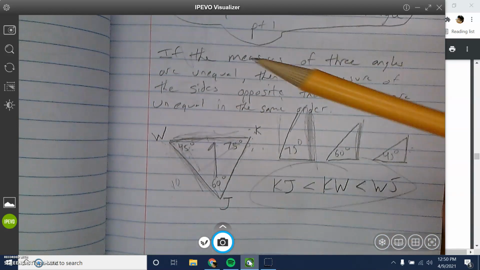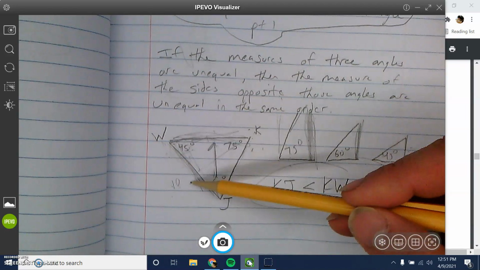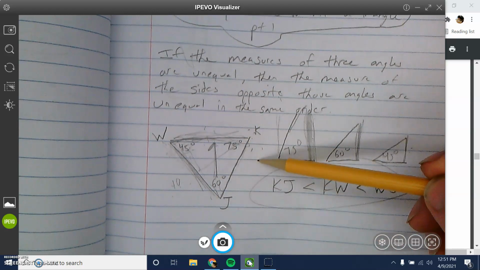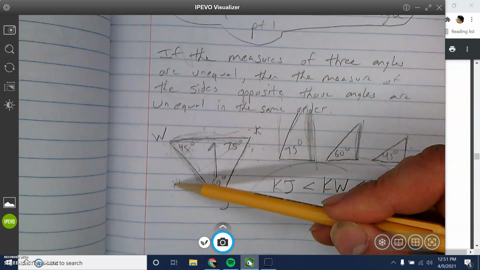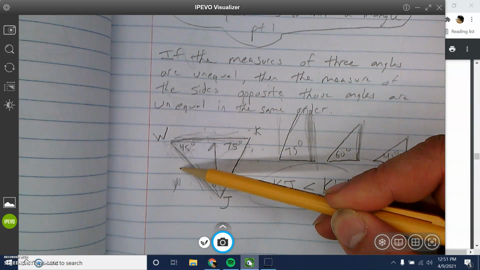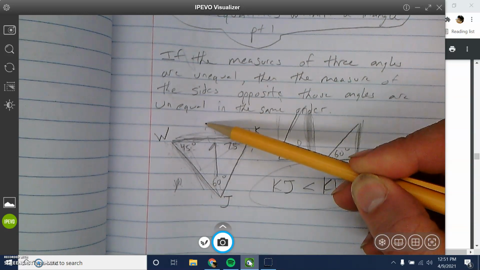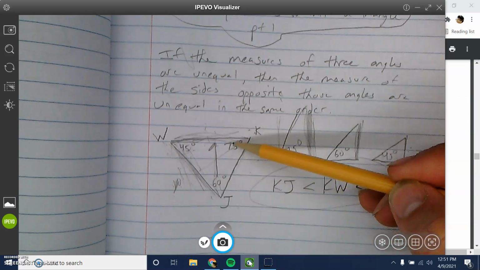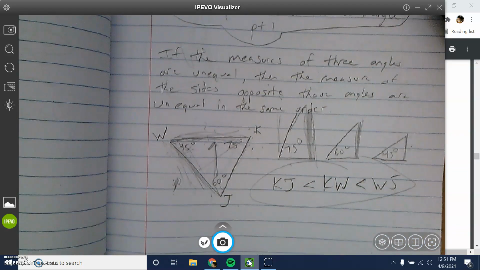And so that's what we've got to look at. Just by looking at the angles, I can tell which sides are the greatest. I don't know exactly what numbers they are, but I do know that this has got to be smaller, and this has got to be smaller than that, because this is the biggest side, because it's opposite the 75. Okay? Let's try another one.